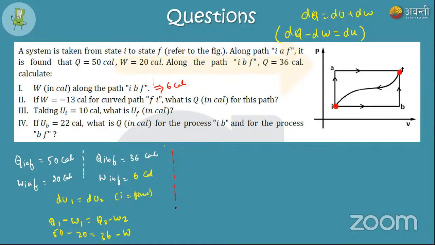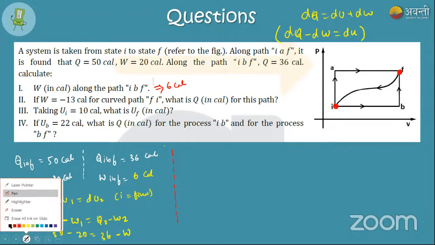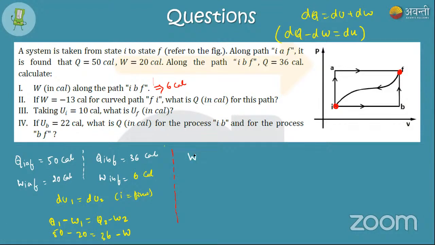Now let us come to the second part of the question. If W is equal to 13 calories, try to solve it along with me. Along the path F to I, W is given. Write it down very clearly: W of FI is 13 calories. What is Q of FI? They're asking this. How can I calculate this? It's very easy if I know the first law of thermodynamics.